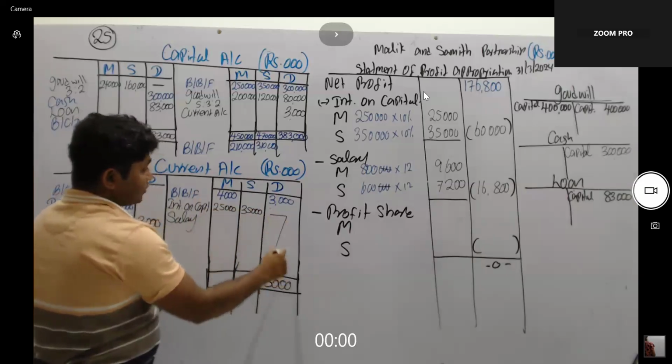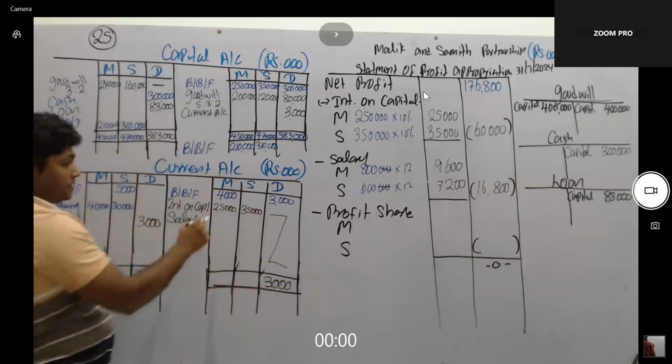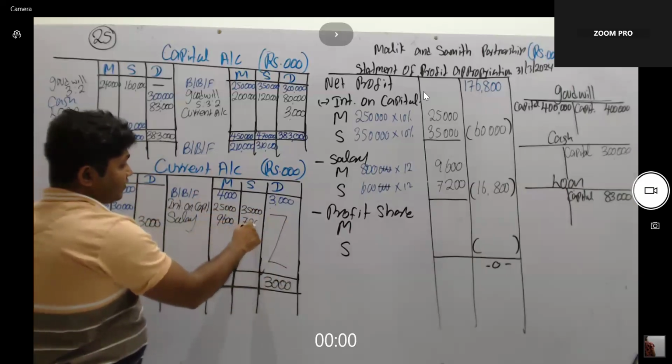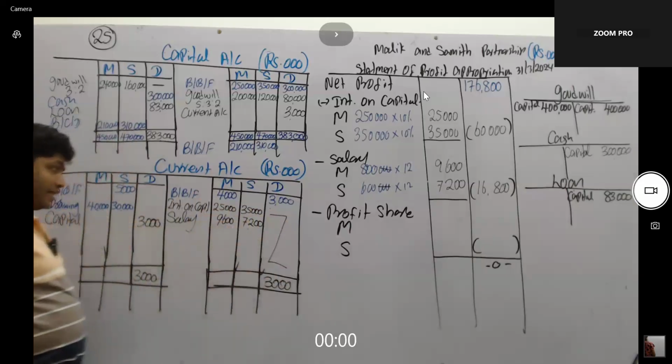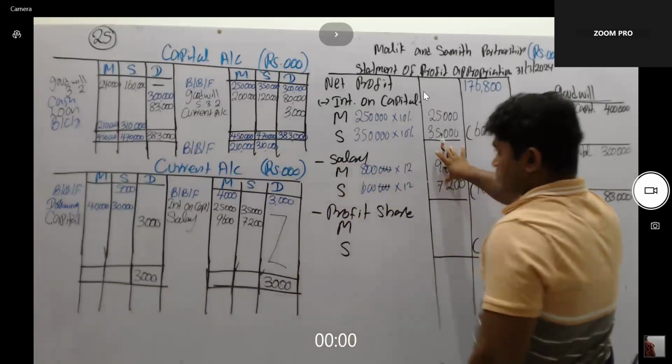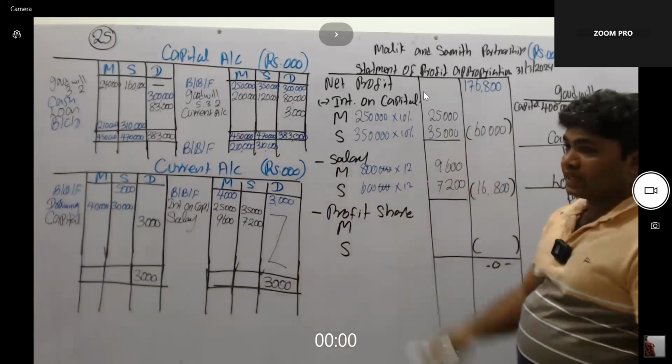Now nothing is given to Dayananda. Salary 9,600, 7,200. Given monthly salary into 12, annual salary should be calculated, into 12. Appropriation account debit, partners current account credit.